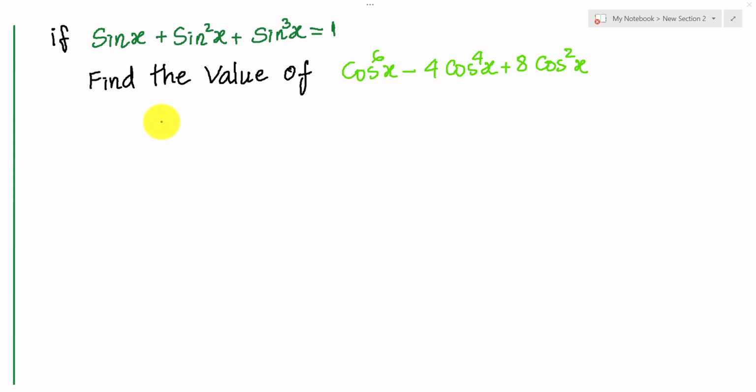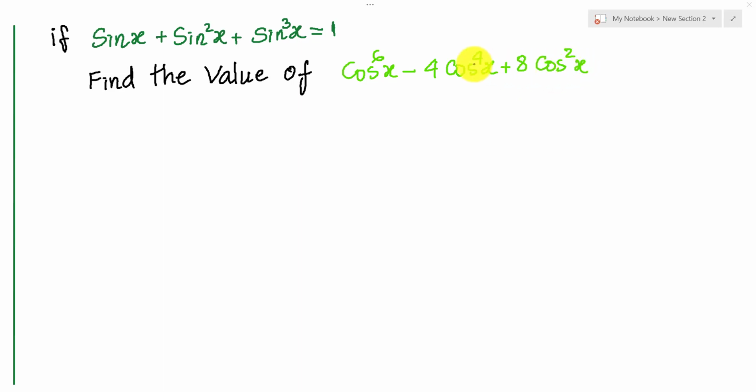Today I have one exercise, like on screen. If sine x plus sine square of x plus sine power 3 of x equals 1, find the value of cosine power 3 of x minus 4 cosine power 4 of x plus 8 cosine square of x.